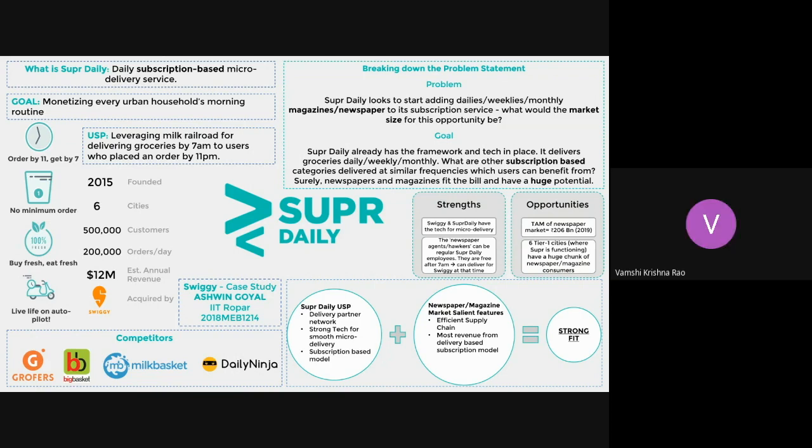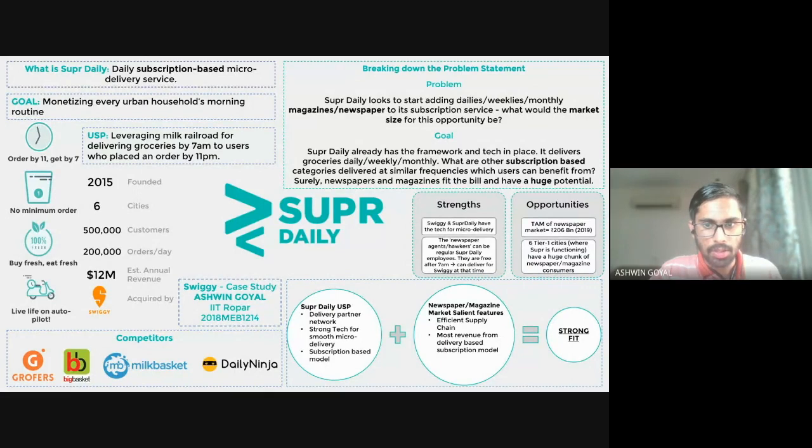So you can place a request late at night for stuff like milk, or if you want apples or something, and the next day they deliver that by early morning. Correct. So basically, it's a subscription-based service, right? Like a newspaper subscription. You can buy a milk subscription, or groceries, daily need items. So that is what Super Daily does.